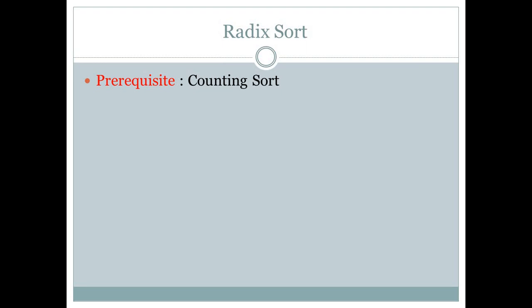Prerequisite for radix sort is counting sort, which we have already seen in our previous video. So for solving any example of radix sort, counting sort is a must. Why? Because on every digit we will apply our counting sort algorithm for the sorting. How, we will know in our example.